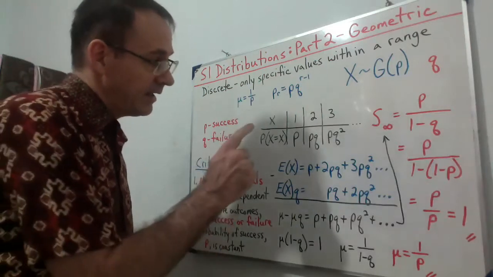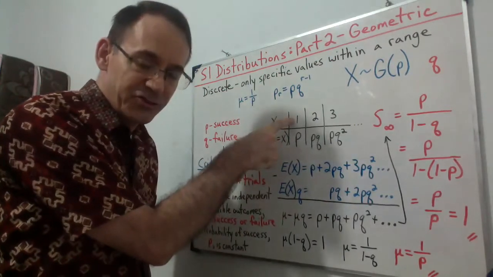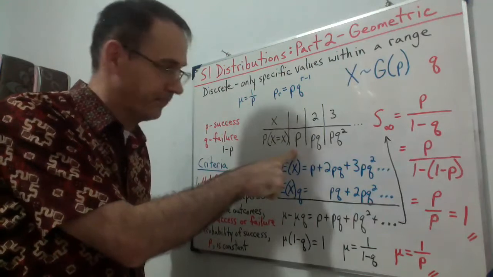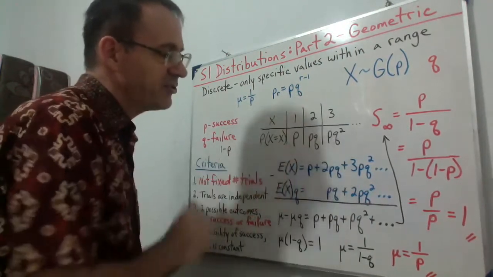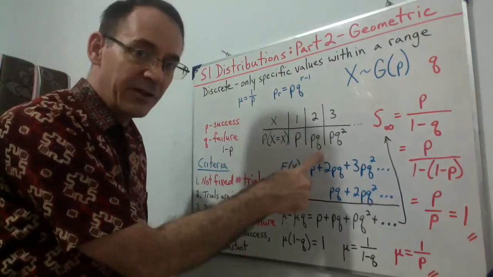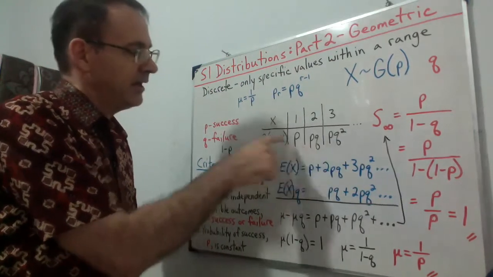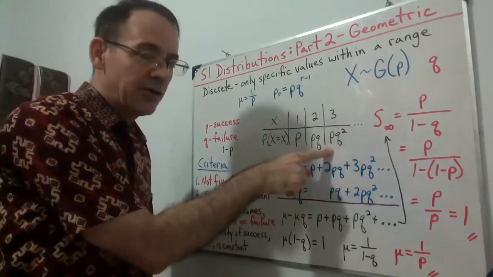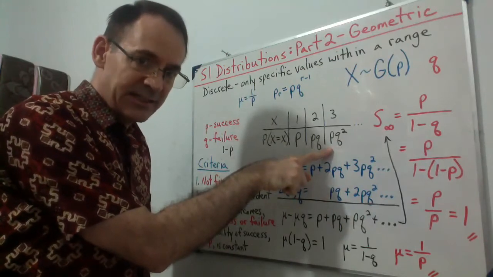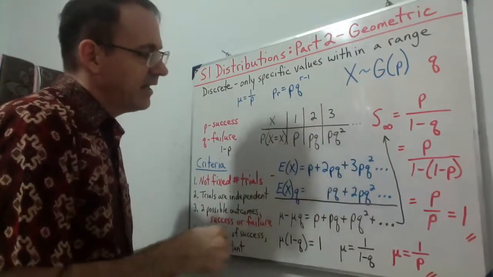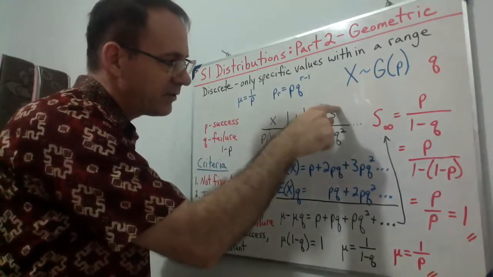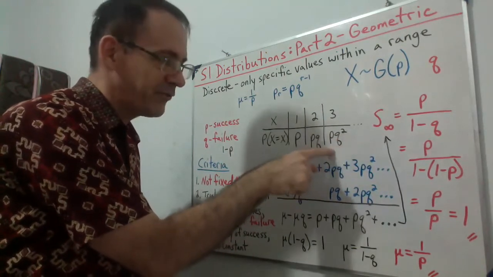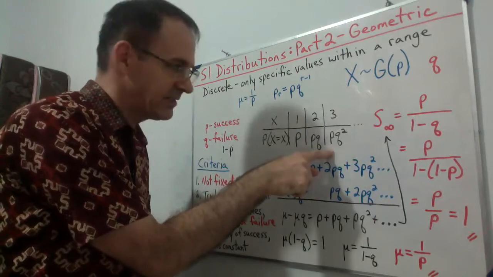So if your success is on the first trial, well, then that means that's your success. You just have P. If your success is on the second trial, well, then that means you have one failure followed by a success. If your success is on the third trial, then it means you have two failures followed by a success. So as you can see, your number of trials minus 1 is the number of failures that you have before it's followed by a success.